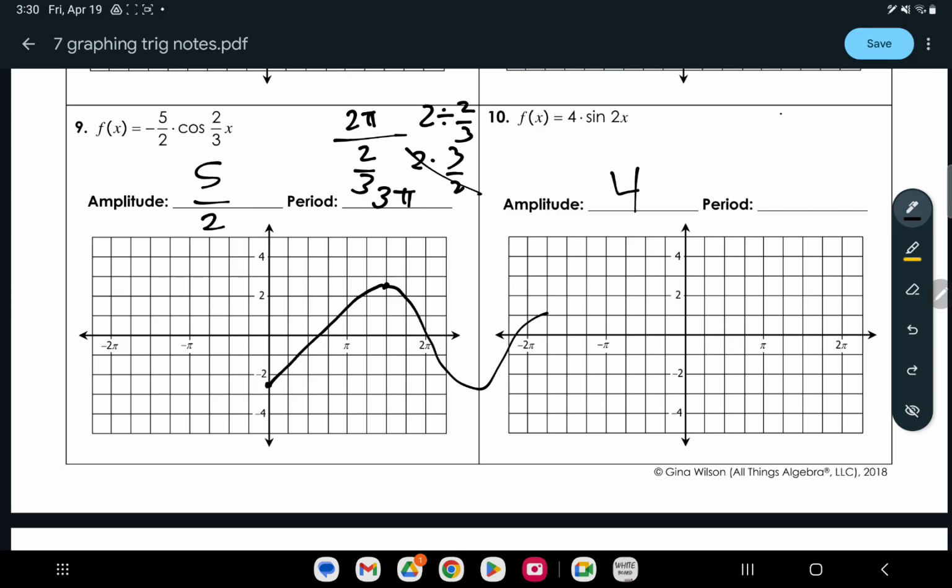Amplitude is 4, 2 pi over 2, so just pi. So start here, repeats at pi. So halfway between, right here, halfway between. That was awful. Something like that. And I'm only drawing part of it. The other part would be like that somewhere.